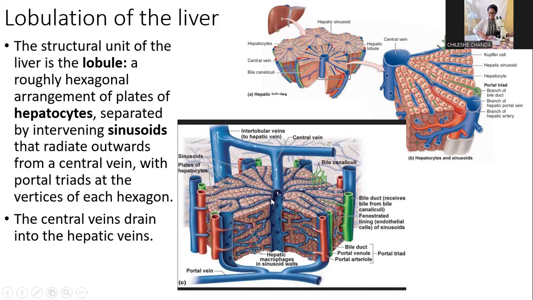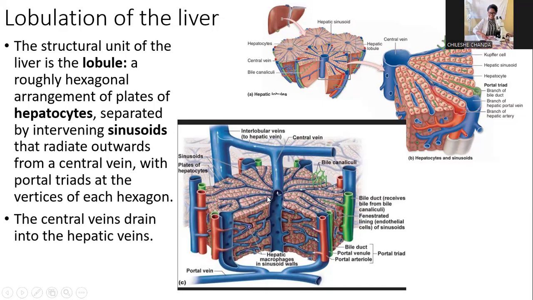The blood which is going in the middle there to form the central vein is passing through these paths, I can call them paths. These paths, the ones in blue, coming from the portal venules, are known as sinusoids. As the blood is moving from the portal venules, it goes to the middle of the lobule to form the central vein. Blood is then carried to the interlobar veins, and these take the blood to the hepatic vein.